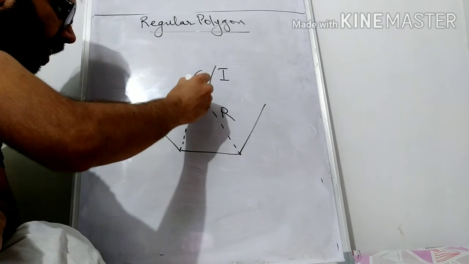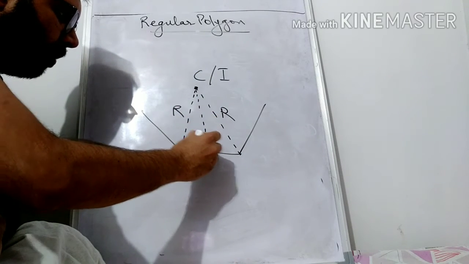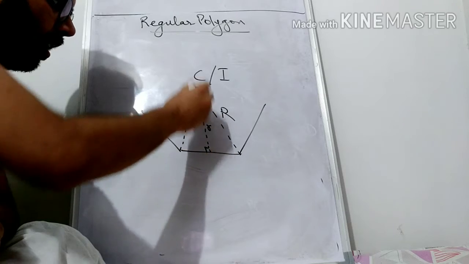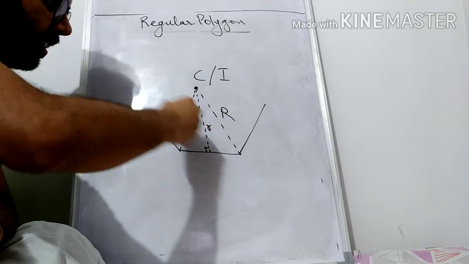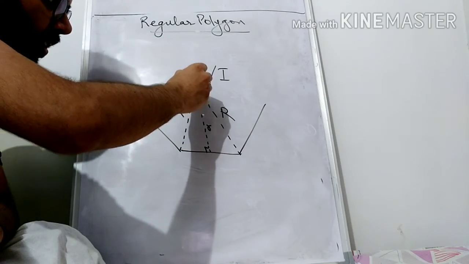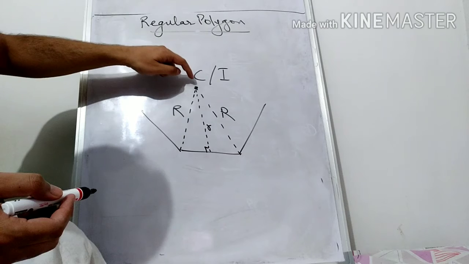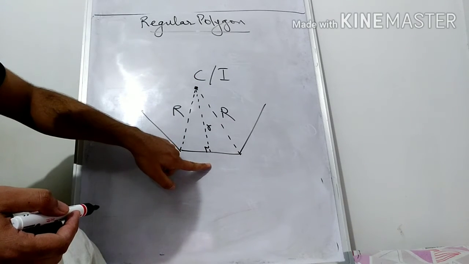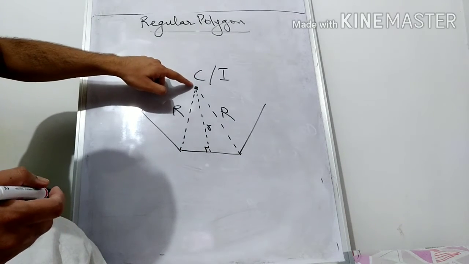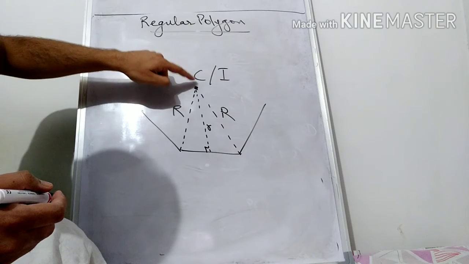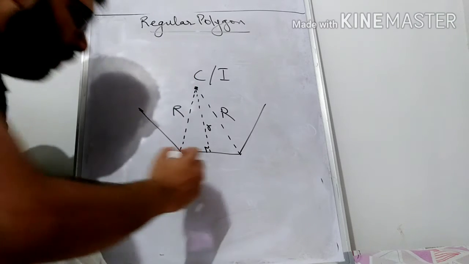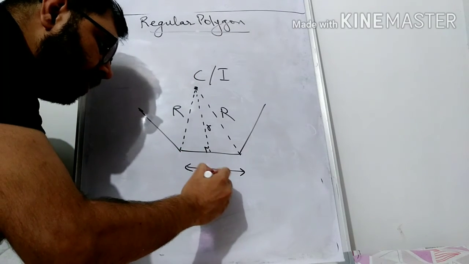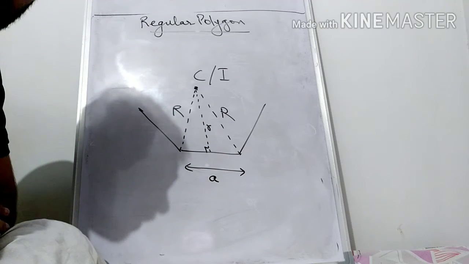Okay, and now if I join this perpendicular, this will be small r, because the incircle will be touching the sides of the polygon. So the inradius will be the perpendicular dropped from the center on the side, and the circumradius will be equal to the line joining the center to the vertex. Okay, and we know the length of the side of the polygon.